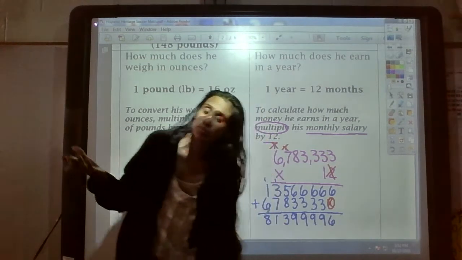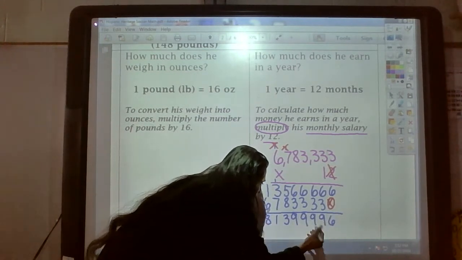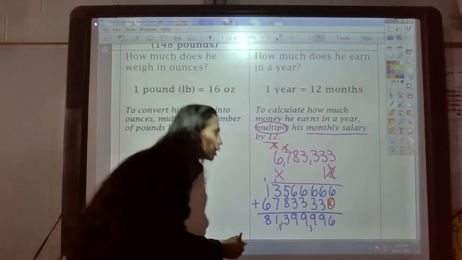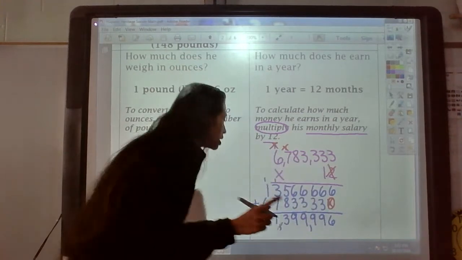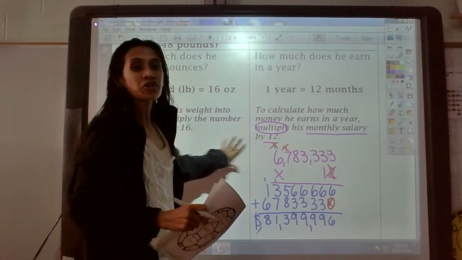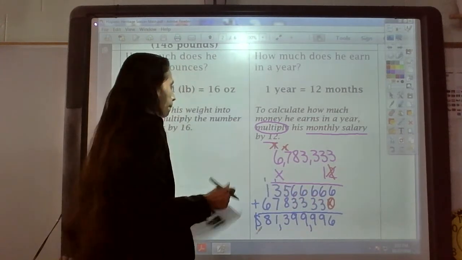So, now what do we need? We need some commas. Start at the end. 1, 2, 3, comma. 1, 2, 3, comma. And what is the unit? See, look, no decimals up here, so we don't need decimals. The unit is dollars. I'm going to write my sentence here. Don't put it here, okay? Try to squeeze it in that box.